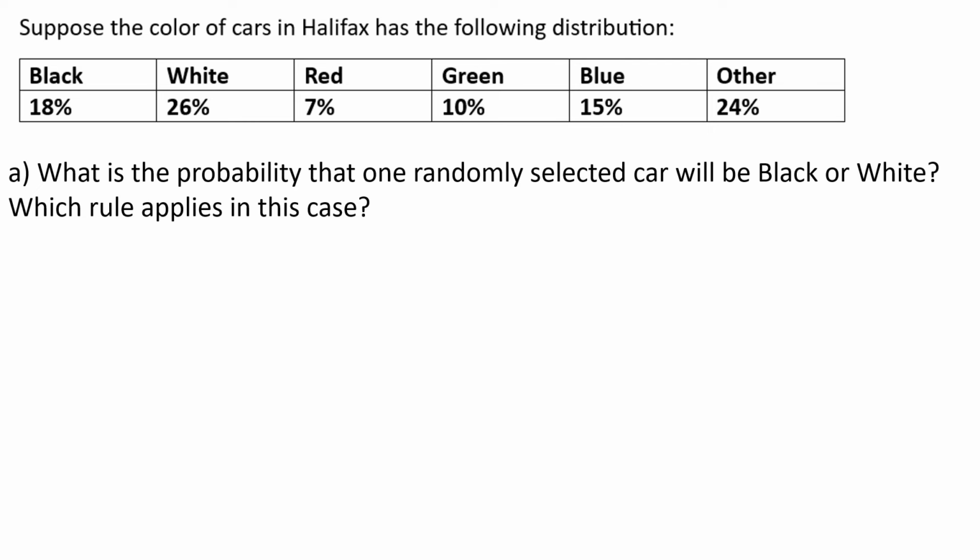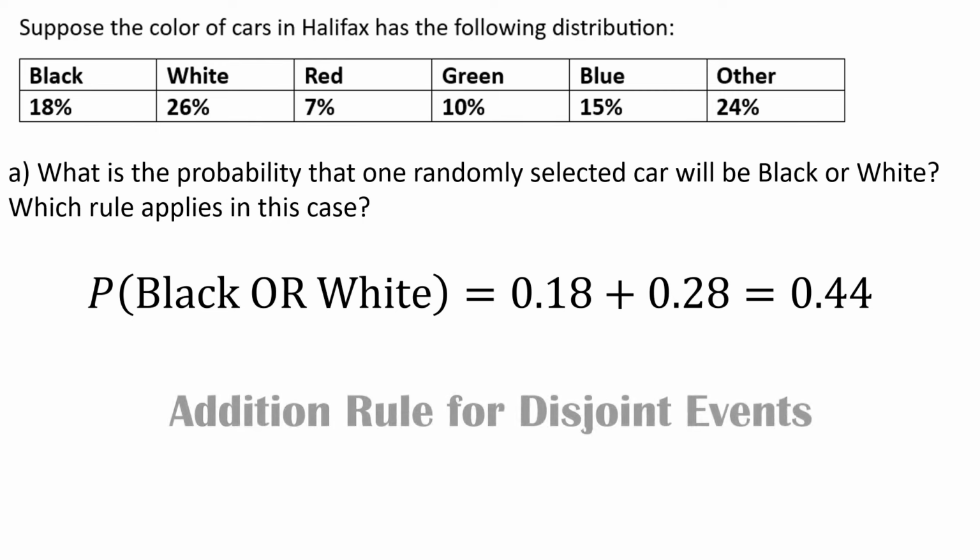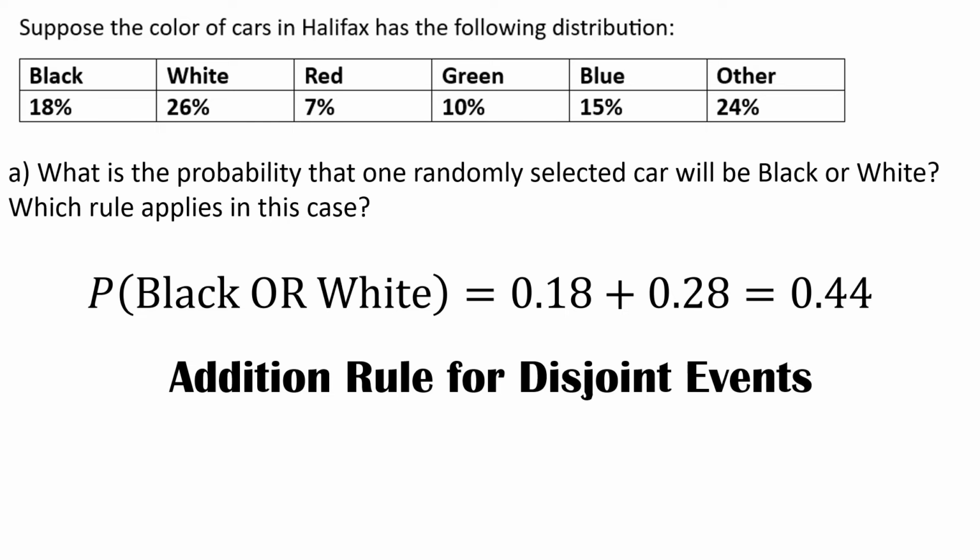So here we're looking at the color of cars in Halifax. We have a distribution, and we're asked what is the probability that one randomly selected car will be black or white. So the event that the car is black and the event that the car is white, these are disjoint events because they both cannot happen at the same time. We're drawing only one car, and it's either going to be black or white. And so the probability of black or white is just the sum of the probability of being black plus the probability of being white, 0.44. And that's the addition rule for disjoint events.